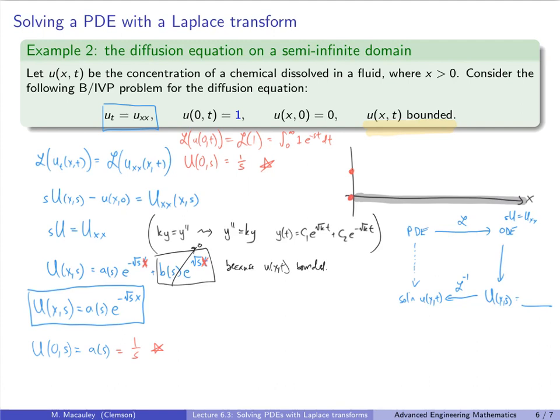So that means that U of x, s equals 1 over s times e to the minus root s times x. Now actually I should put this thing in here because that's the actual function. Before I didn't know what A was. Yeah, so this is the thing that we need to invert.